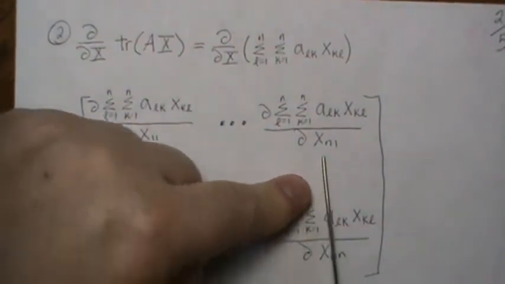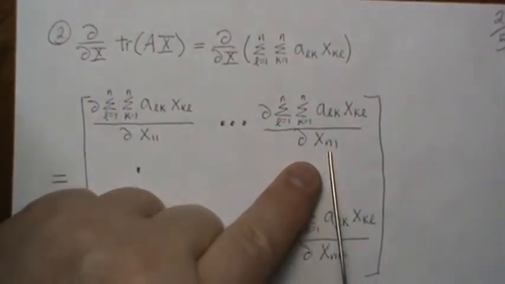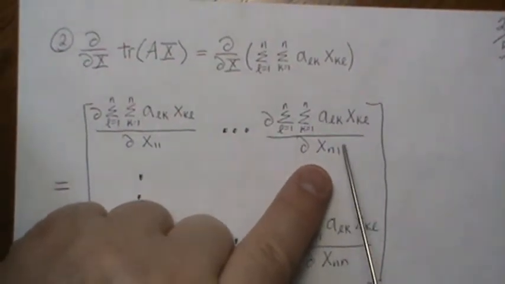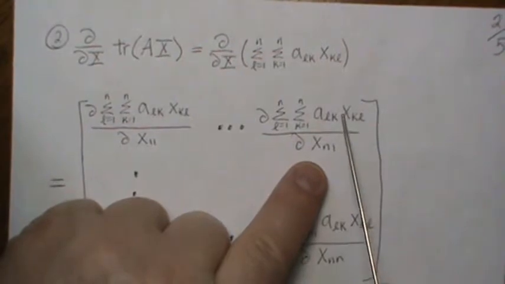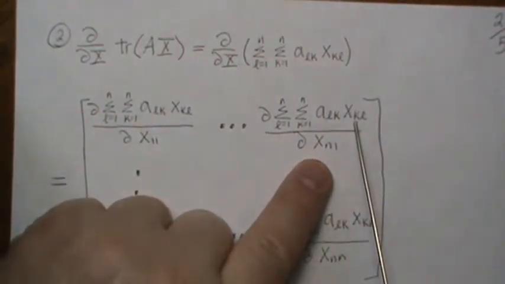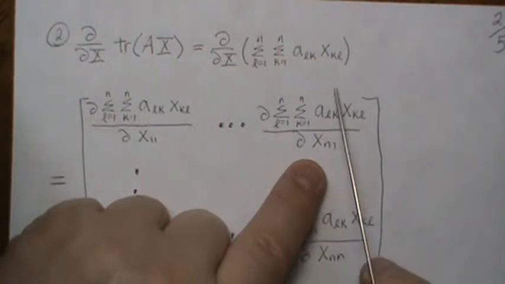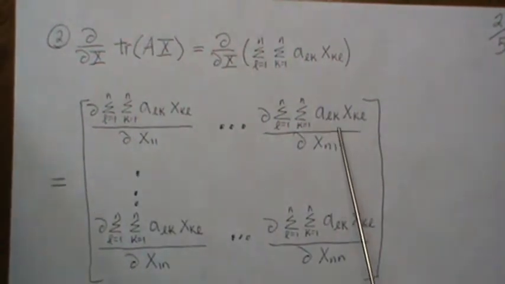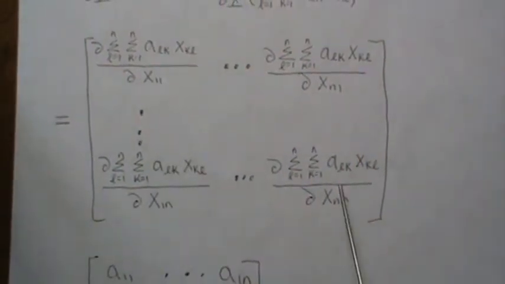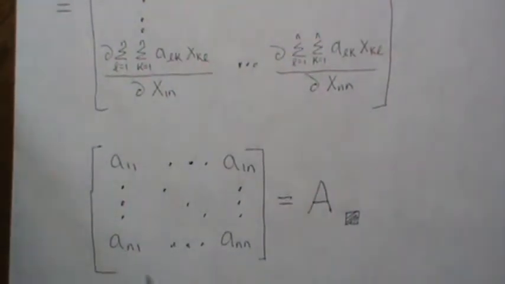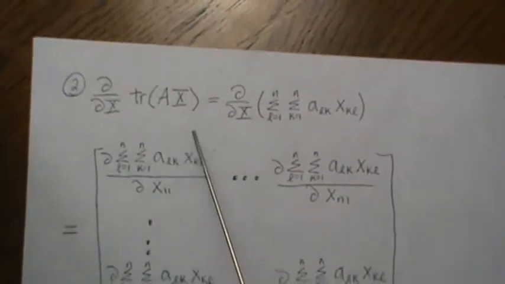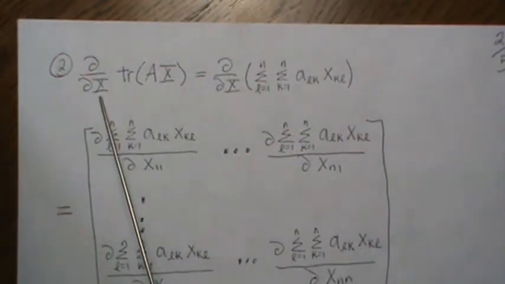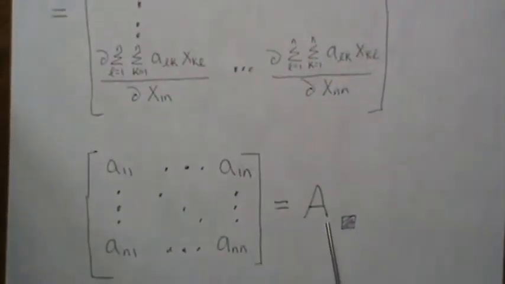Now this one, you have to think about it. This is the n1 element of the matrix. So when can this double sum be nonzero? It's all 0 unless this one is n1. But if this is n1, that means this is 1n. So the partial of this with respect to xn1 is a1n. You do that for each of these, and you get this back, which is just the A matrix. It's the original A. So the partial derivative of the trace of A times X with respect to the matrix X is just A.